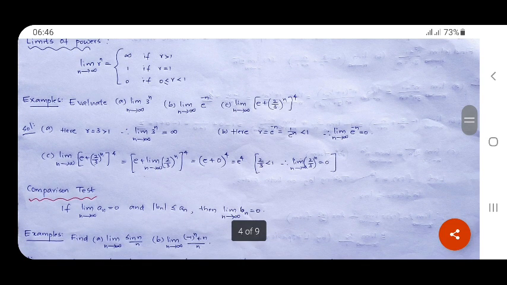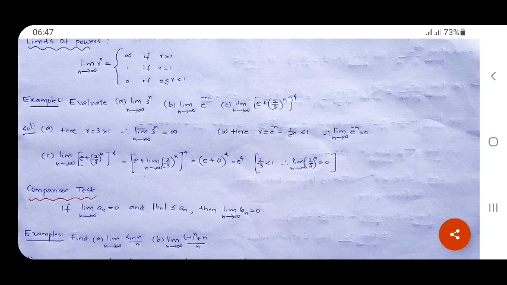Example, evaluate limit n tends to infinity 3 raised to n. So r equal to 3 here is greater than 1, therefore it diverges. And the second one, limit n tends to infinity e raised to minus n. So r is equal to 1 by e. E raised to minus n is 1 by e raised to n, that is equal to 1 by e whole raised to n. So r is equal to 1 by e, and e lies between 2 and 3, therefore 1 by e is less than 1. Hence the limit is equal to 0.